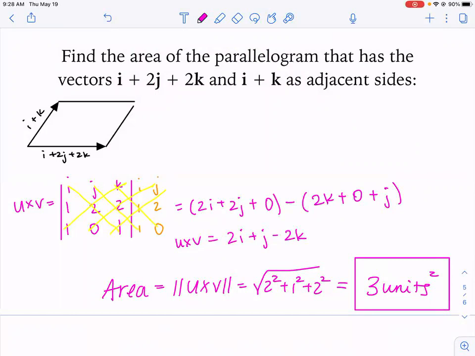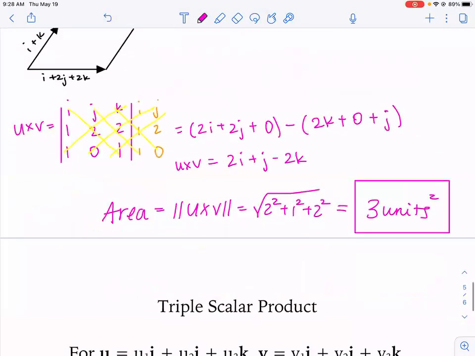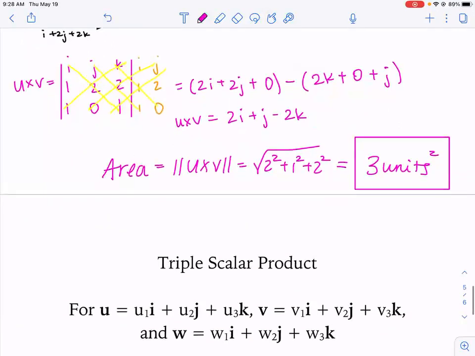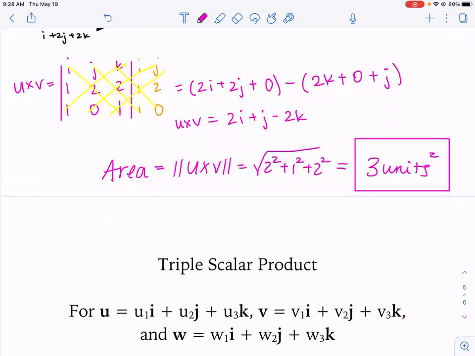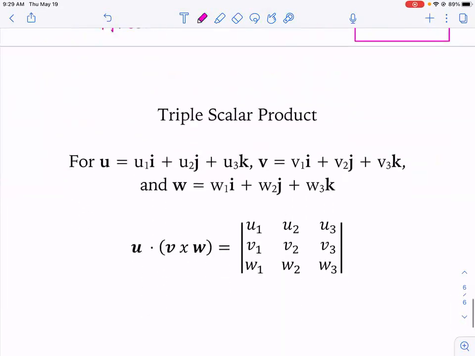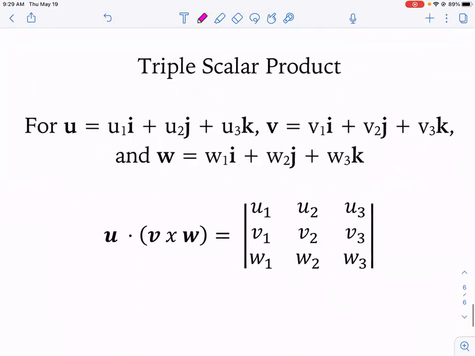I found the magnitude. Yes, I do have one more thing to teach. Are you okay with that? Okay. One more thing, and then we're going to be done. It's called the triple scalar product. Sounds amazing. How long is it? No.